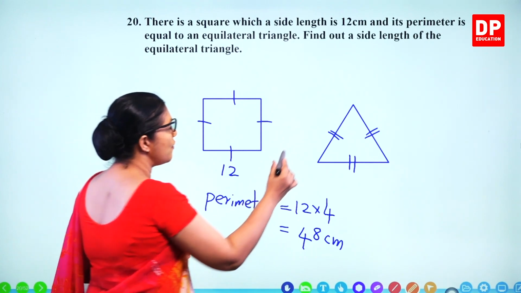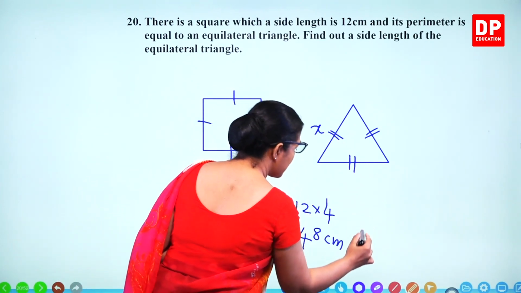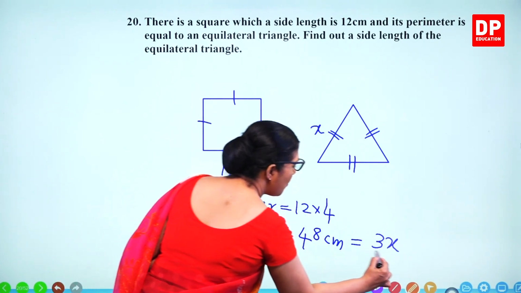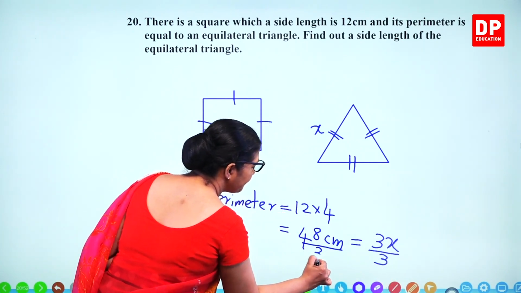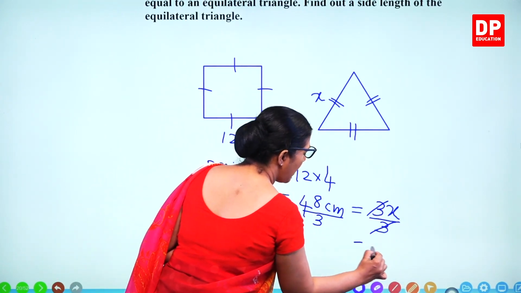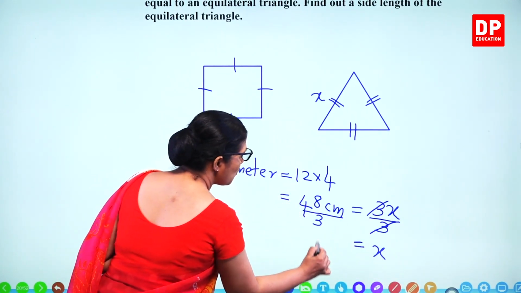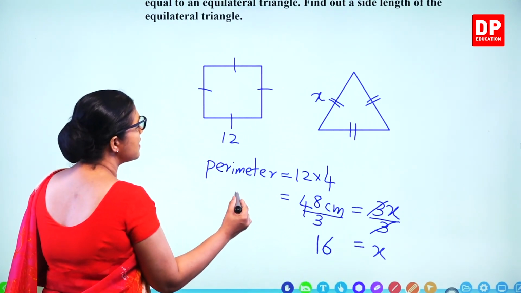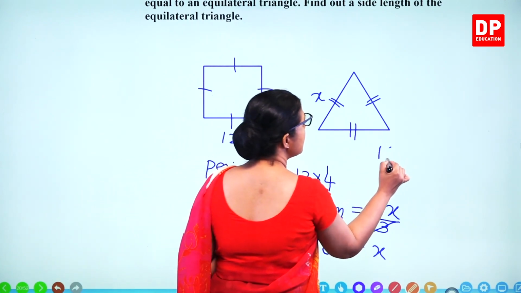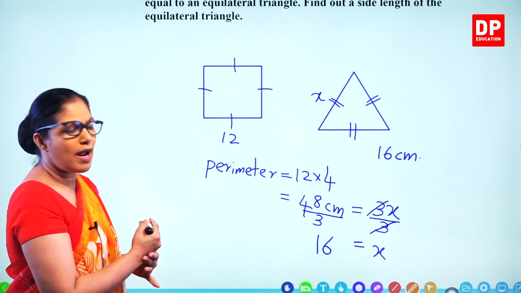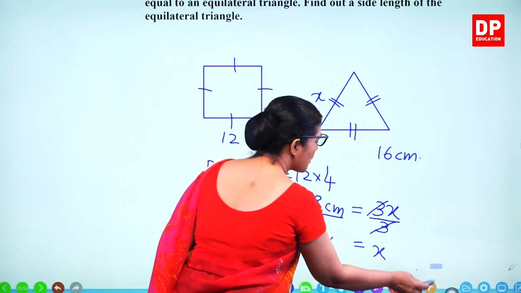Perimeters are equal. So if it's x here, that's 3x. So what's x? You divide both sides by 3. You get x equals 3 times 1, 3, and for 18, that's 16. So 16 centimeters is the length of one side of the equilateral triangle. So 2 marks for that.